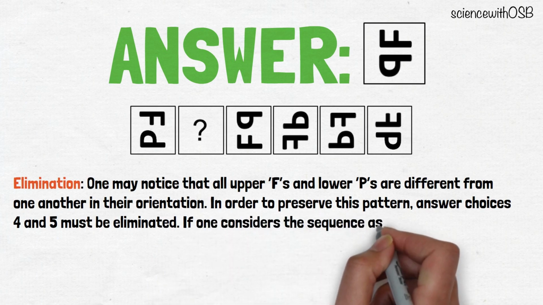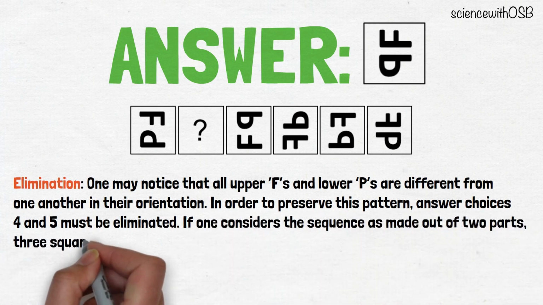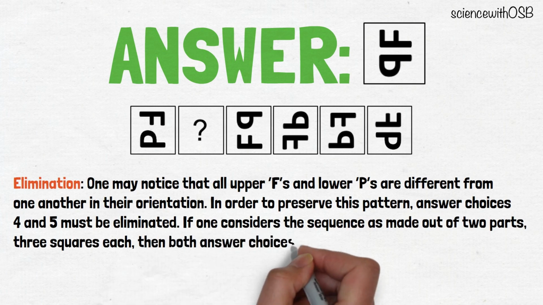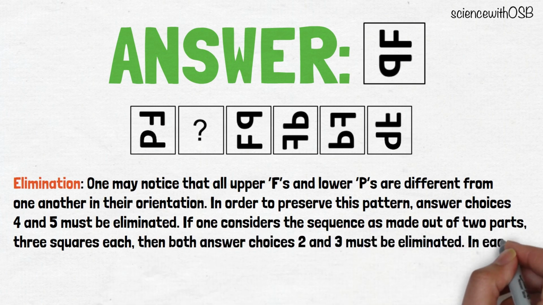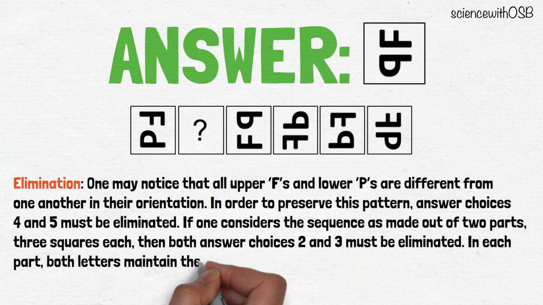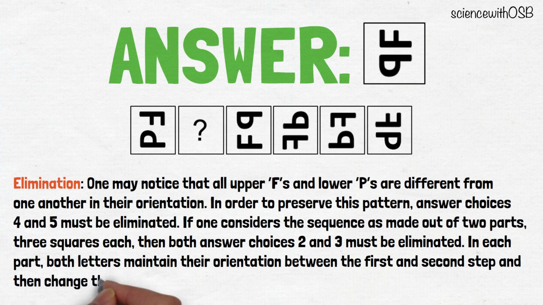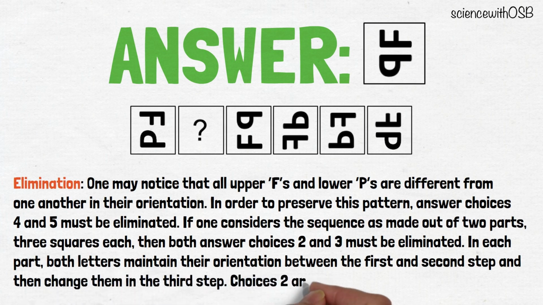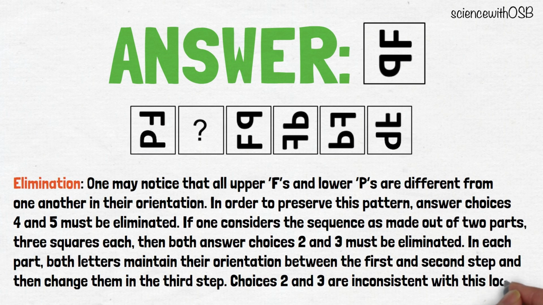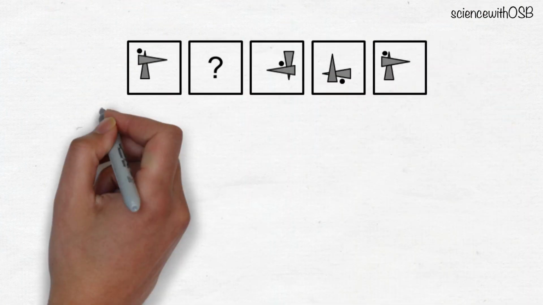If one considers the sequence as made out of 2 parts, 3 squares each, then both answer choices 2 and 3 must be eliminated. In each part, both letters maintain their orientation between the first and second step and then change them in the third step. Choices 2 and 3 are inconsistent with this logic. Therefore, the correct option is option 1. Question number 11. Choose the image that completes the pattern.